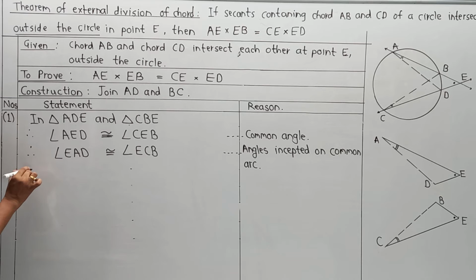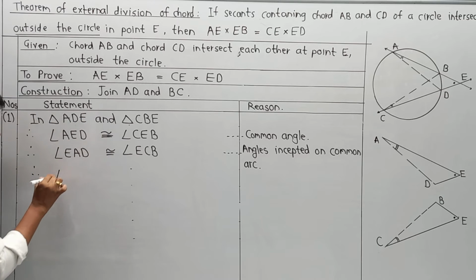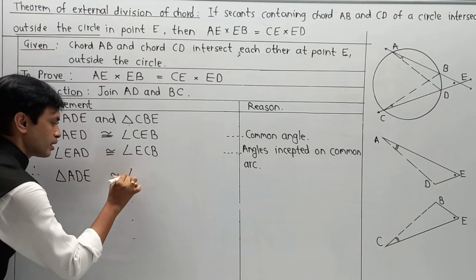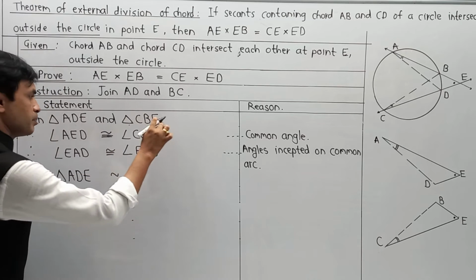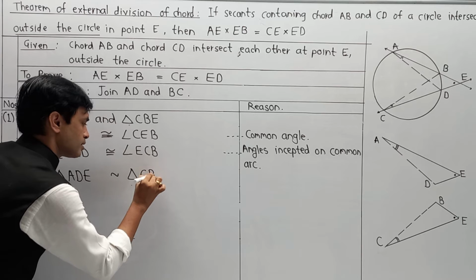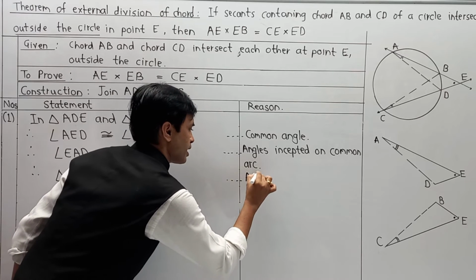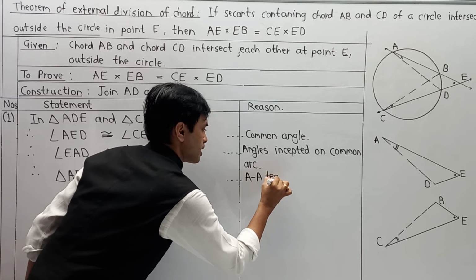So coming to the part over here, therefore triangle ADE is similar to triangle CBE, and the reason becomes AA test of similarity.